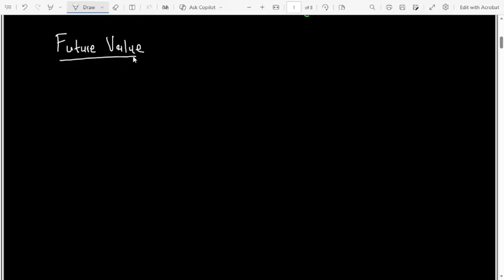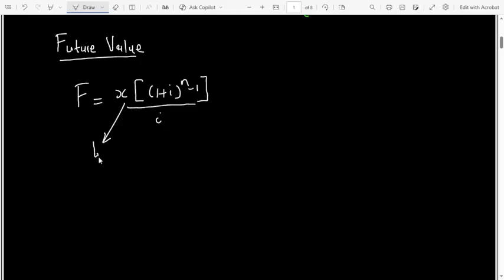Right. So on this formula, remember the future value formula: F equals x, into the bracket 1 plus i to the power n, minus 1, everything divided by i. It's very important that you note F will be your future value, and x will be the installment, the monthly payments.